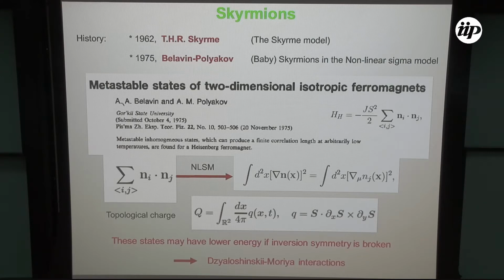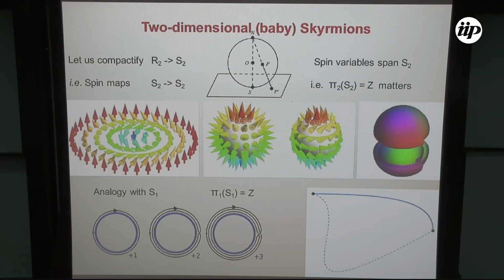Okay, so the new thing after many years was that if you include other interactions that break inversion symmetry, for example Dzyaloshinskii-Moriya interactions, then you can cook up some ground states where these skyrmions condense, and I will show you some explicit solutions, which are these skyrmion lattices. Okay, so let me start with the basics very quickly.